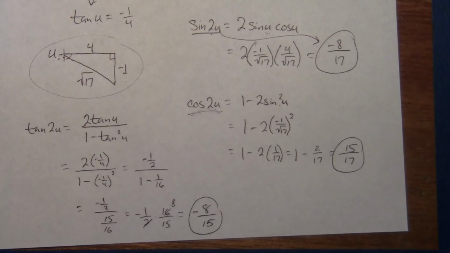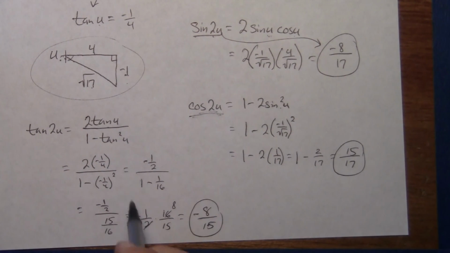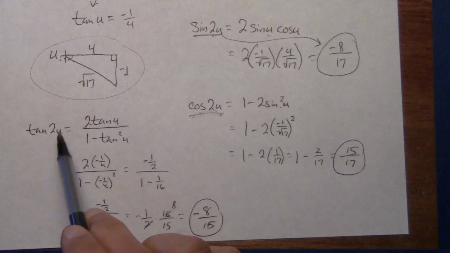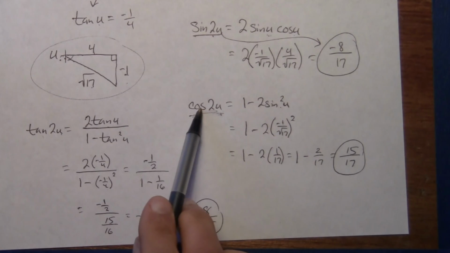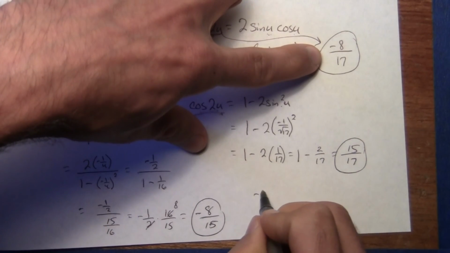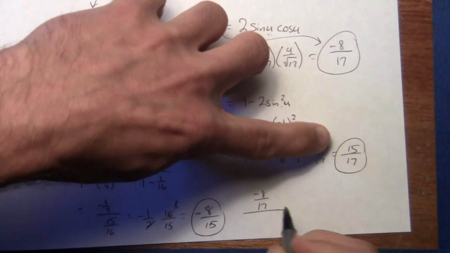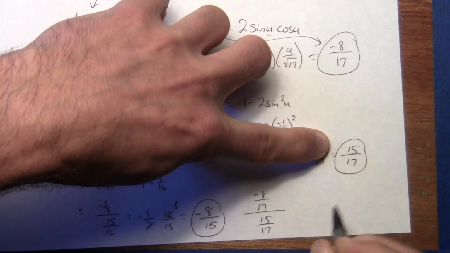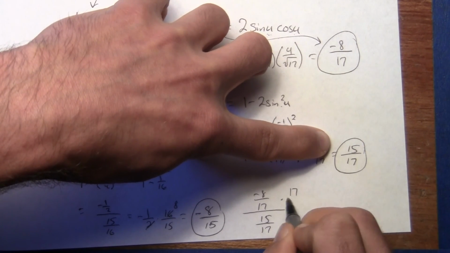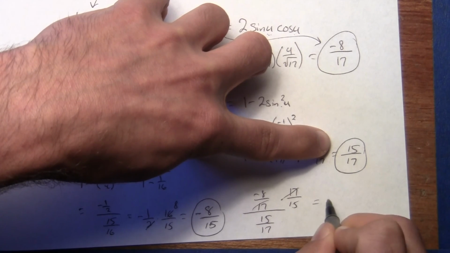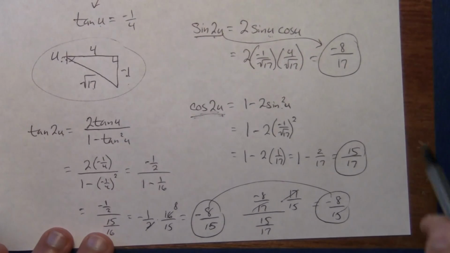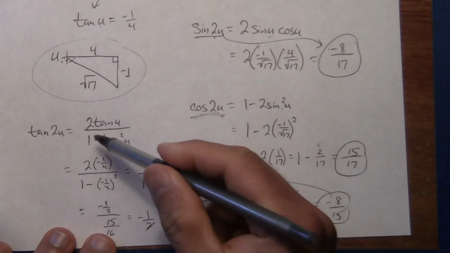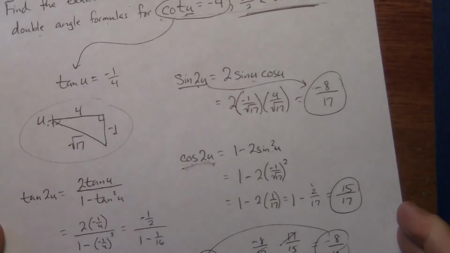Now, realistically, if I was doing this problem, would I actually do this? Probably not. What could I do? Well, as long as these angles are all the same, what is tangent? It's sine divided by cosine. It would be sine negative 8/17 divided by cosine 15/17. Multiply by the reciprocal, and you end up with negative 8/15. And of course, same thing. So once you've got the sine and cosine, you can find the tangent by just dividing the two. That's what I would do.